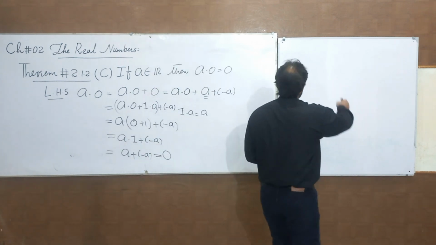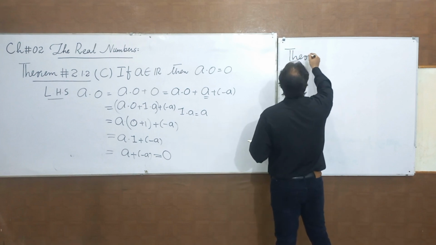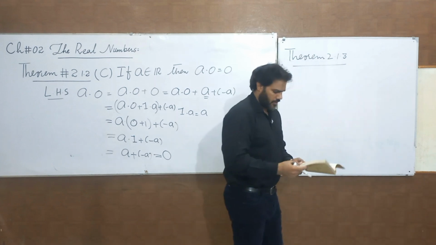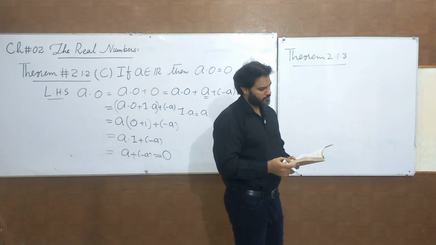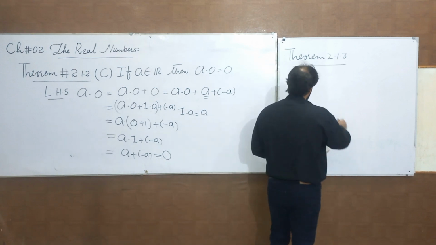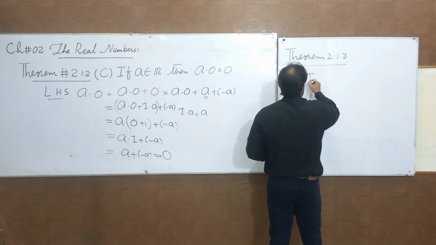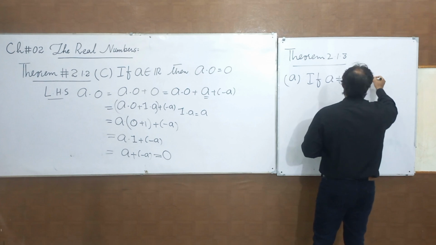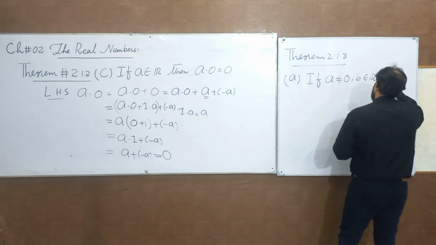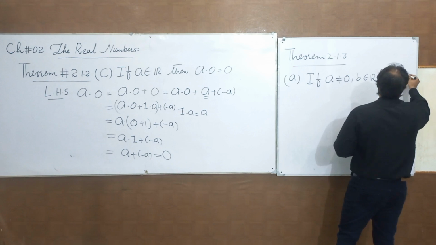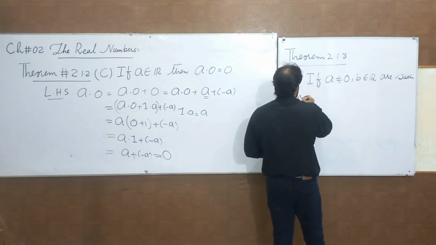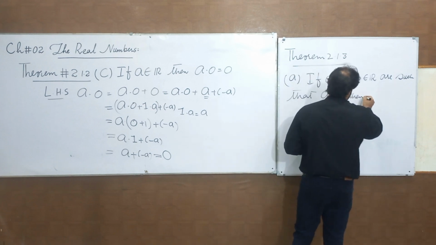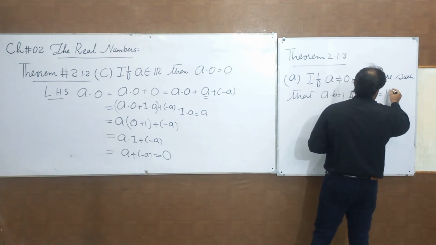Theorem 2.1.3. In this theorem, the first part is: if a is non-zero and b is a real number such that a into b is equal to 1, then we have to show b is 1 over a.